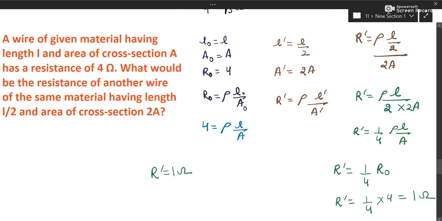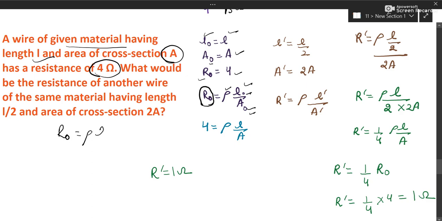This question is very important. A wire of given material having length L. So original length is L. Original area is A. And original resistance is 4. Now what is the formula of resistance? Rho L by A. Original resistance is equal to rho L original by A original. L original is L and area is A. So this is the equation that we will memorize. We will remember in this question. So resistance is 4 ohm.